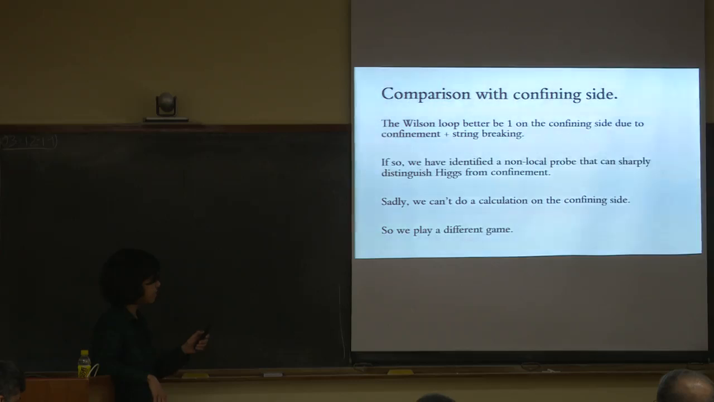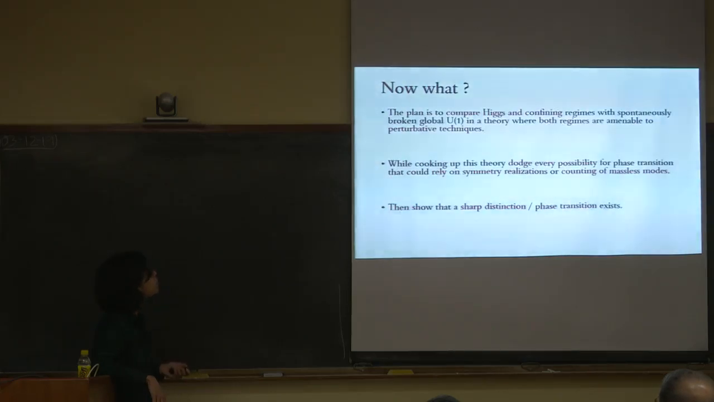Let's see if we can change the story and see a different example where we will be able to do a calculation. So this is what I'm going to do. I'm going to compare Higgs and confining phases for a U1 gauge theory. So I'll cook up a model. It's going to be a variation of the abelian Higgs model.